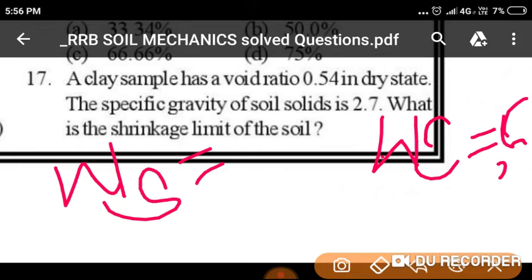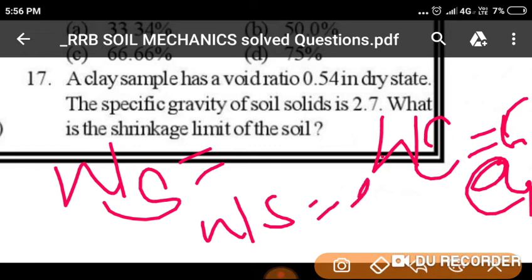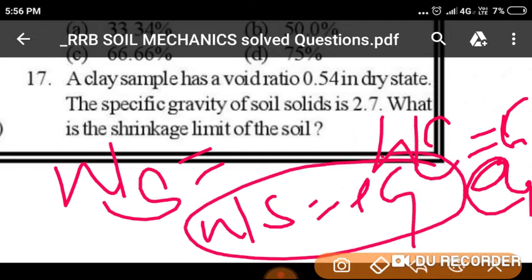The void ratio is given. Okay, we know the relation: e = wG, or wS = eG. So we have to find the shrinkage limit. Given the void ratio, at the time of the shrinkage limit the saturation is 1, and we have to take the specific gravity G.